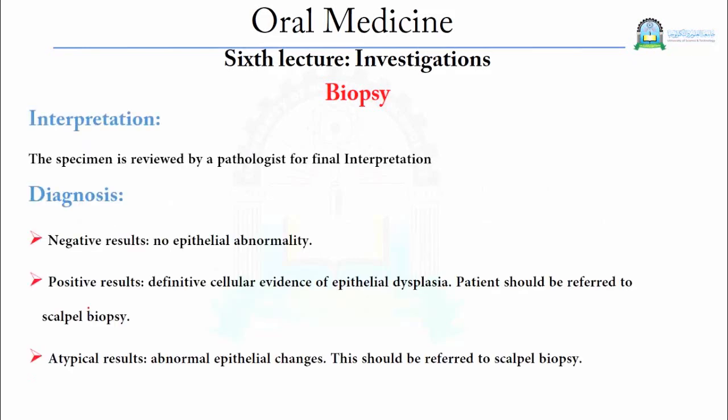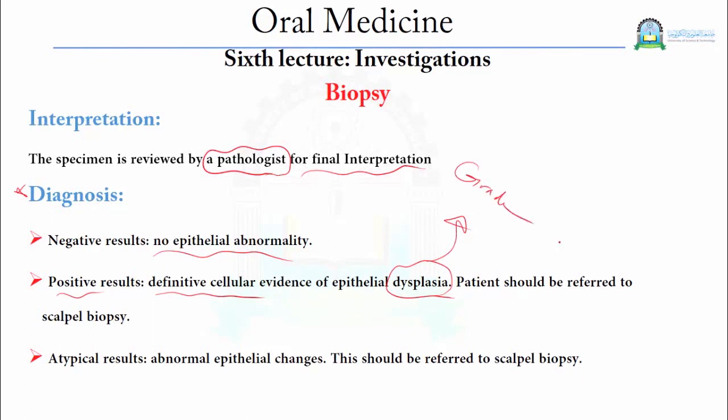Interpretation of the specimen. The specimen is reviewed by a pathologist. So after we take the biopsy, we send it to the histopathologist for the final interpretation. The diagnosis: negative results, no epithelial abnormality. Positive results mean definite cellular evidence of epithelial dysplasia, and also the histopathologist will provide you with the grade of this dysplasia. It is a mild dysplasia, moderate dysplasia, or severe dysplasia, or even carcinoma in situ.